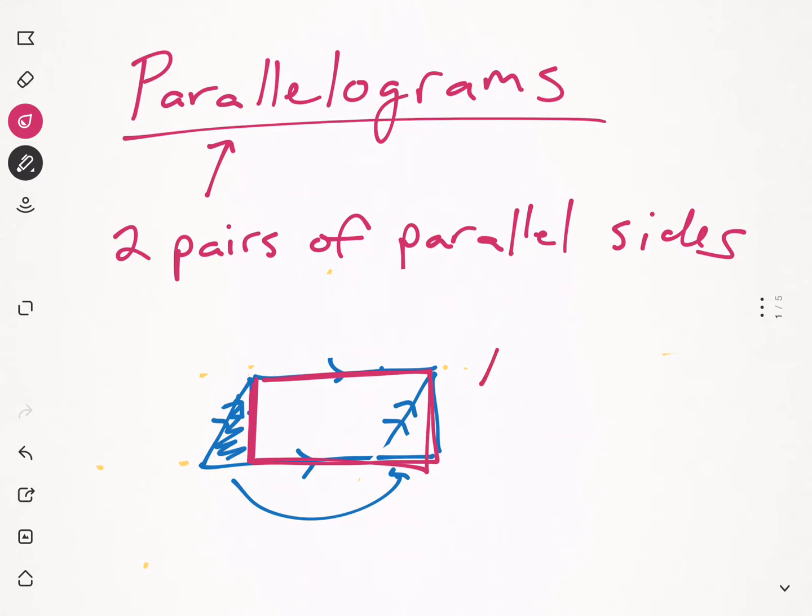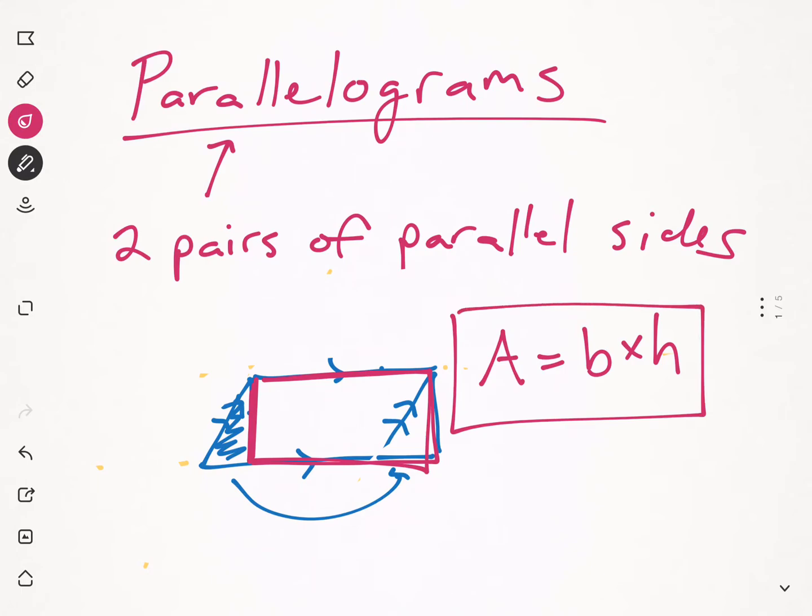So to find the area of a parallelogram, we just do base times height. So unlike triangles where we divide by 2, there's no dividing by 2. It's just base times height. So let's look at a few examples.